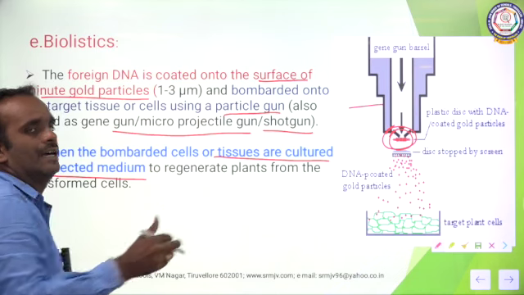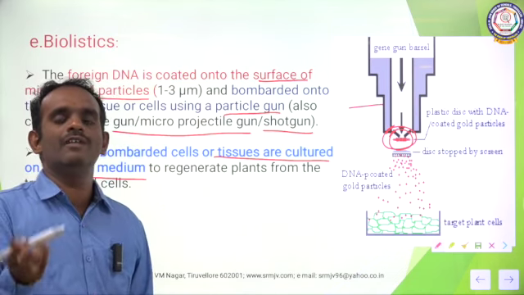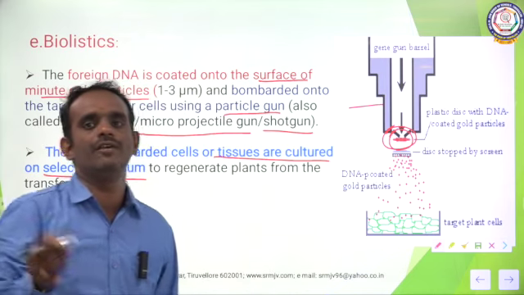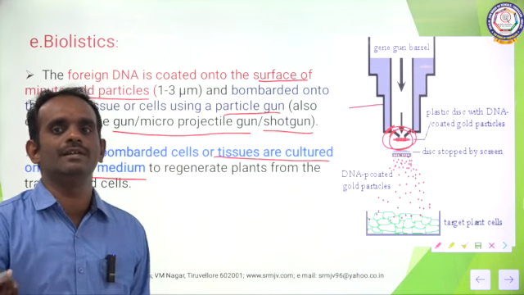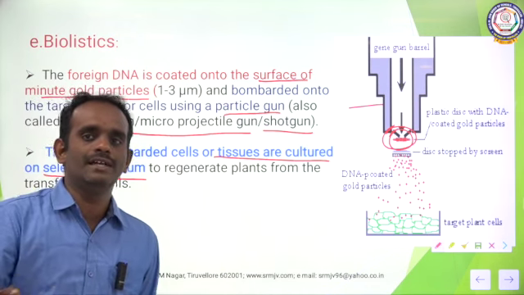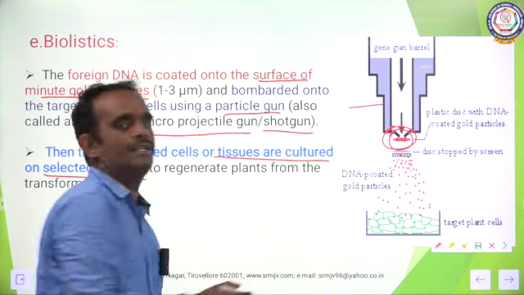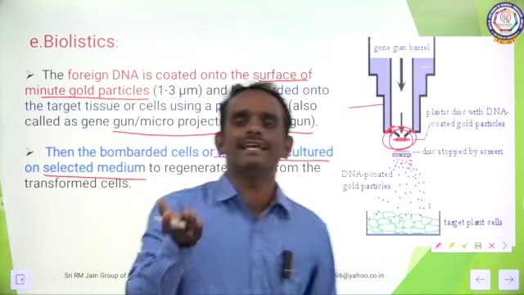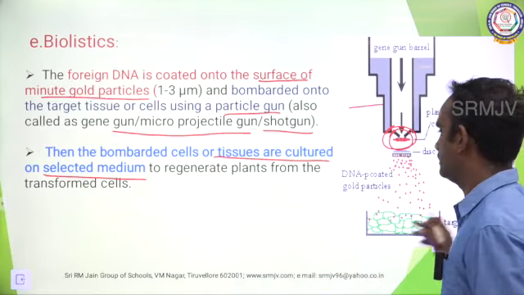Once the gun is shot, what will happen? The loaded gun having the foreign DNA is transferred to the particular tissue. After that, the particular tissue is cultured in a growth medium. Then later on, the regeneration of plants takes place. Clear, children? Shall we move on to the next one? Yes.